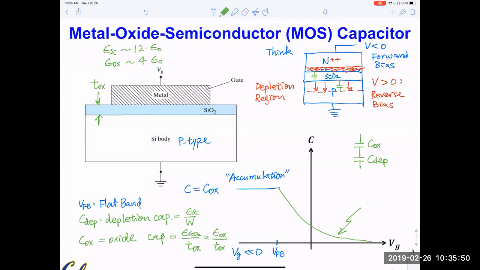For capacitance in series, it's an inverse sum, right? 1 over C equals 1 over Cox plus 1 over C depletion. Question? TOX is the thickness, so it's here. TOX is the thickness of the oxide.